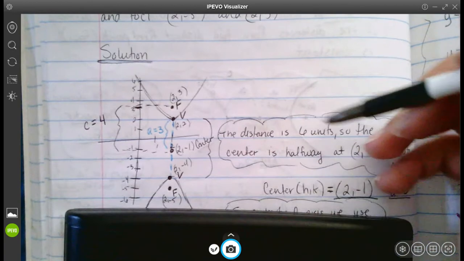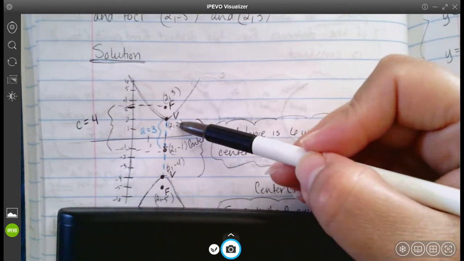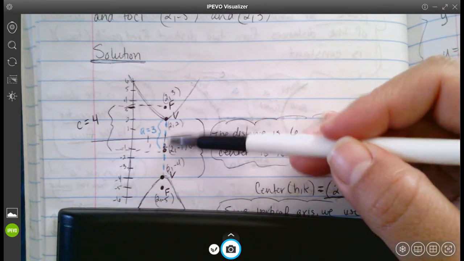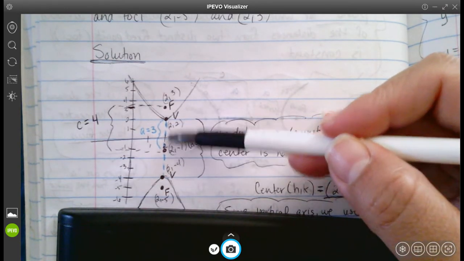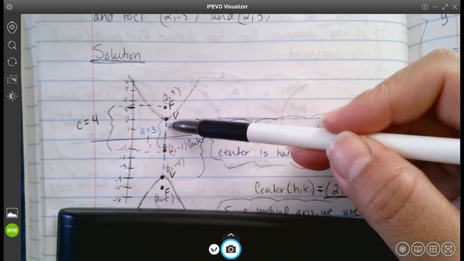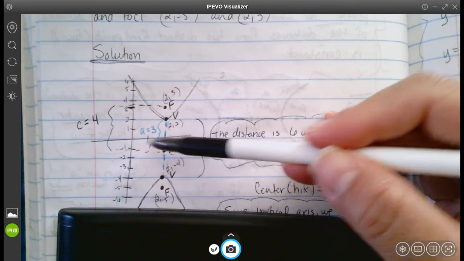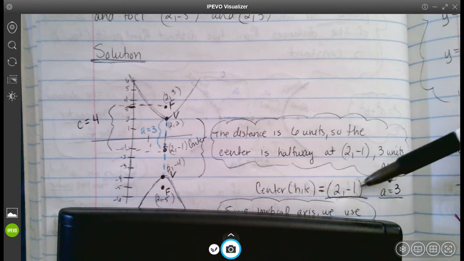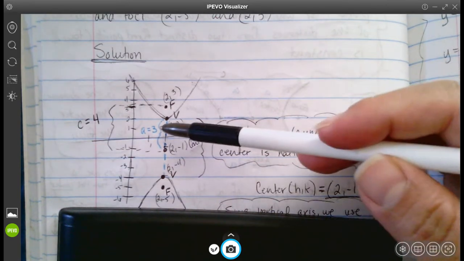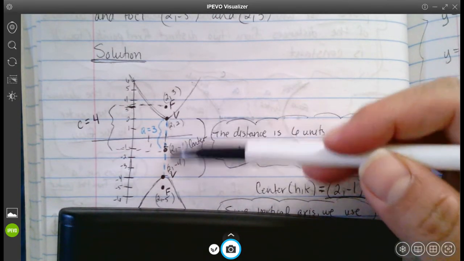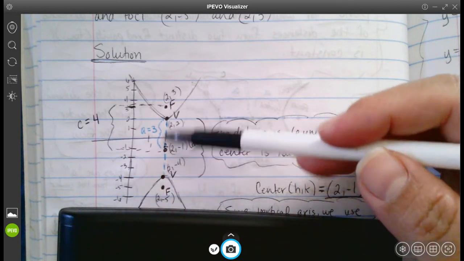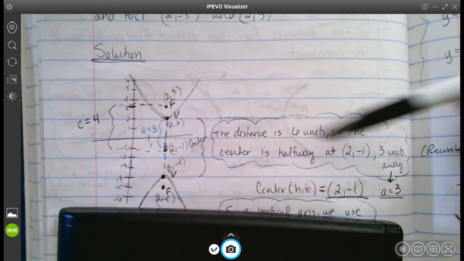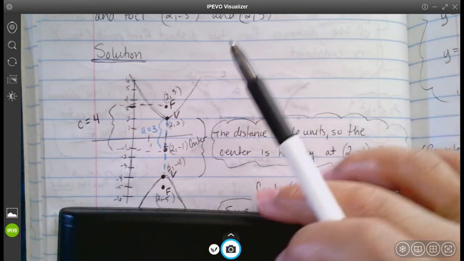There's a distance of 6 units between this point and this point. That's what I wrote here. So that means that the center would be 3 units in. If I count from here, 1, 2, 3, I end at this point right here, (2, -1). So my center is (2, -1). And that also means that my a value is going to be half of that total distance. So 6 divided by 2 is just 3. So a is equal to 3. And I wrote that here.